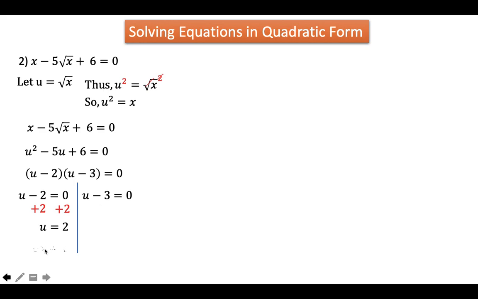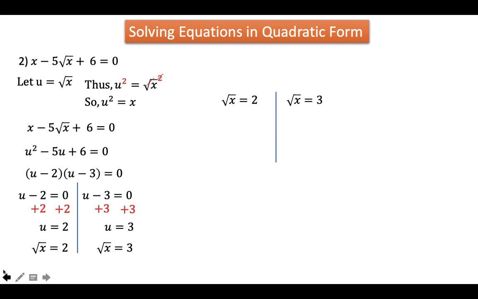Since this u here is originally square root of x, we just replace it. Then in here, add both sides by 3. So u is left, 0 plus 3 is 3. Then we will just replace this u by its original value, which is square root of x. Then after that, we will solve the values of x.